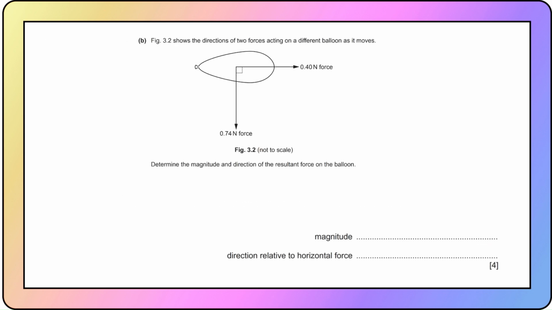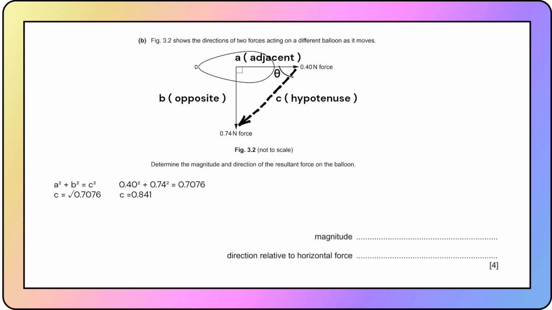Moving on to Part B, Figure 3.2 shows the direction of 2 forces acting on a different balloon. Determine the magnitude and direction of the resultant force on this balloon. Using Pythagoras' theorem, a squared plus b squared is equal to c squared, we can say that the resultant force is equal to 0.4 squared plus 0.74 squared. Now by square rooting the result to get the value of c, not c squared, we get 0.841.